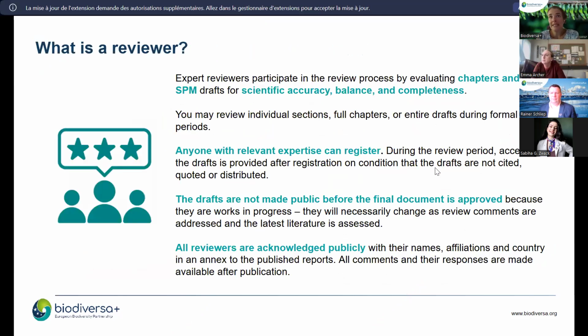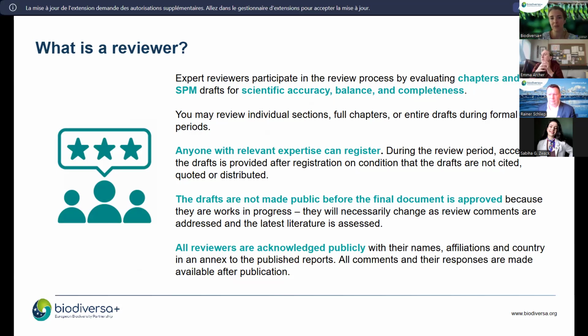And so now, what is a reviewer? A reviewer participates in the review process by evaluating chapters and/or the summary for policymakers, depending on what is available and what you are interested in, looking for scientific accuracy, balance, and completeness. You can review individual sections, a figure, a full chapter, the entire thing. It's up to your expertise and availability.